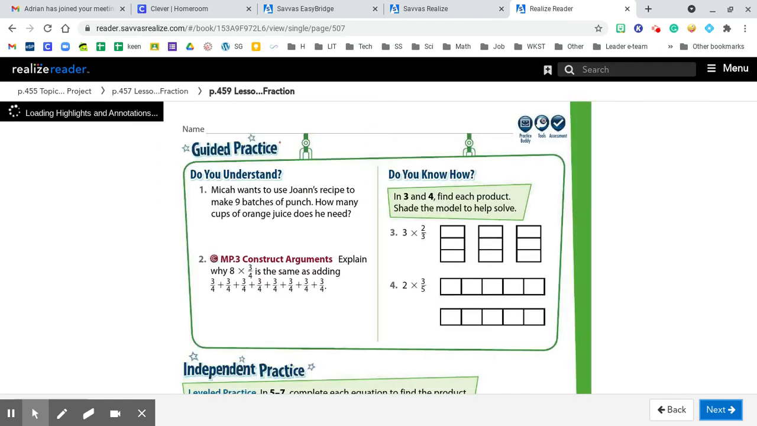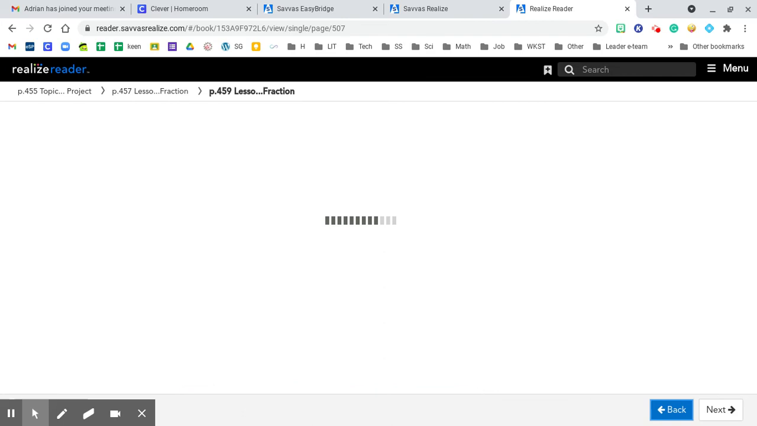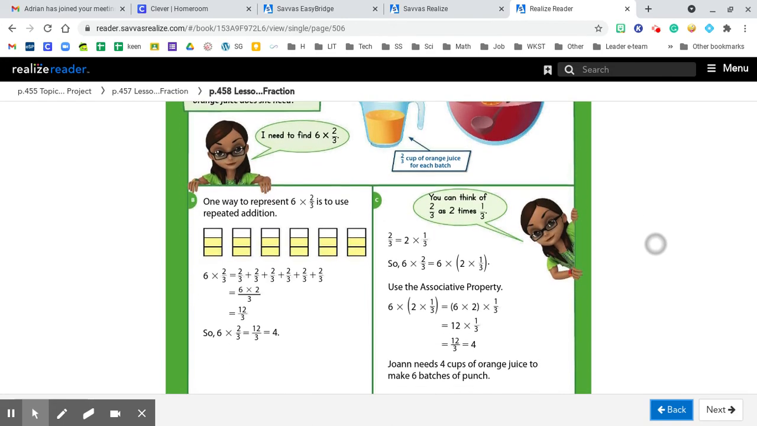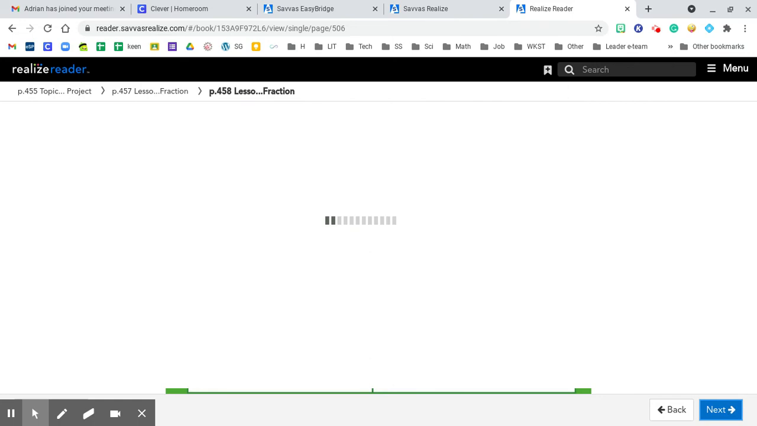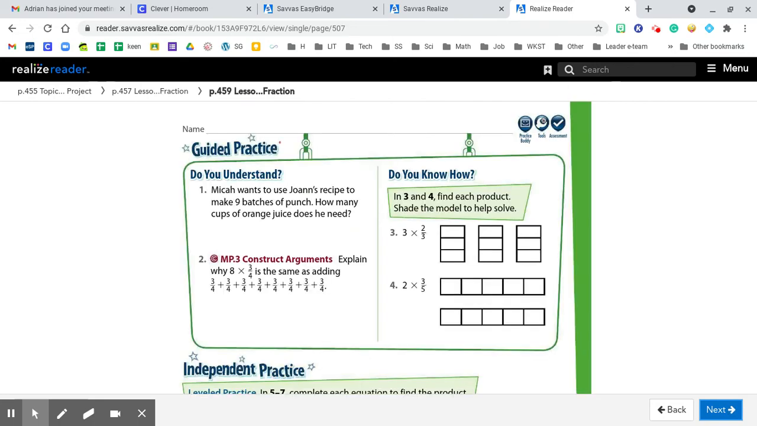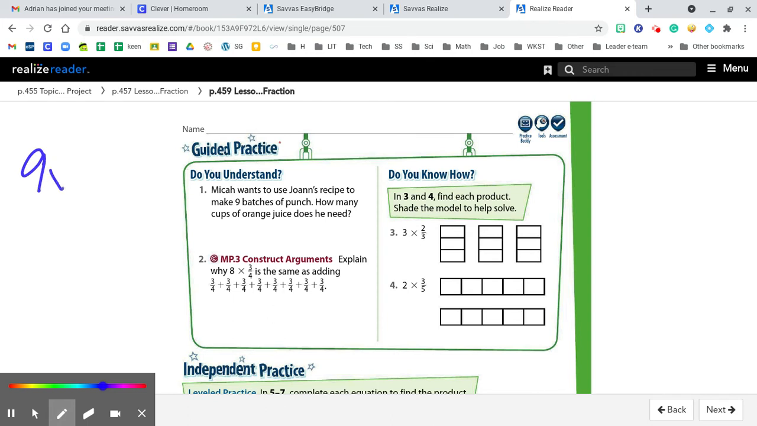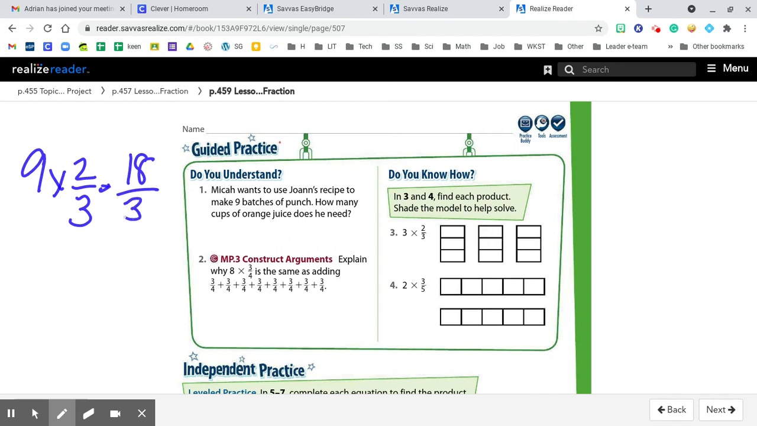So Micah wants to use Joanne's recipe to make 9 batches of punch. How many cups of orange juice does she need? So going back, wanting to make 9 batches, if you do the repeated, it's 9 times 2/3. So we can say 9 times 2/3, which would be 18 thirds, which reduces to 6.